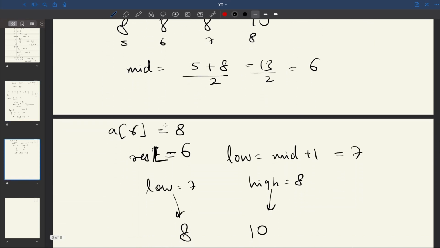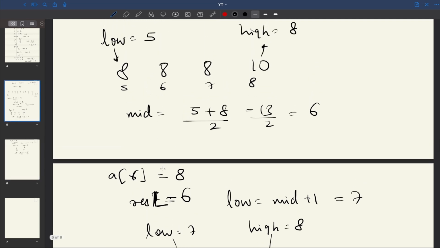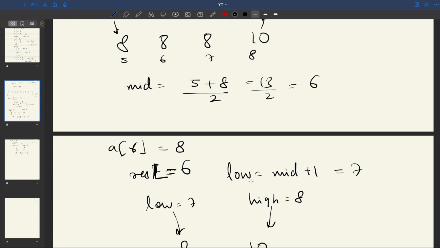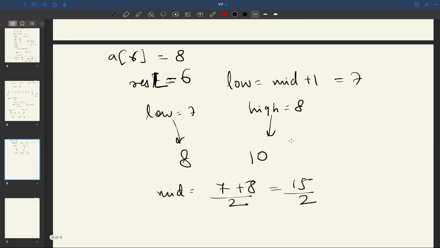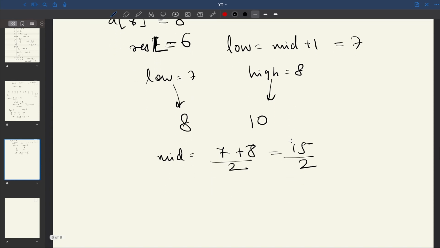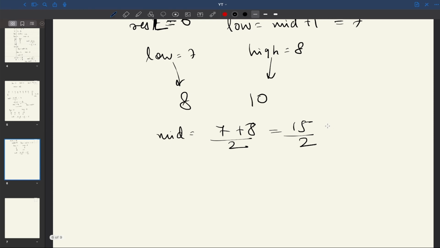At A of 6, we again got 8, which was the target value. So as you can see here, A of 6 equals the target value, so we said low equal to mid plus 1. Mid was pointing to 6, so mid plus 1 gives you 7. 7 is here and 8 is your high index. 7 plus 8 divided by 2 is 15 by 2, which gives you 7, right? So now your A of 7 is nothing but 8. Again, it's a target value.